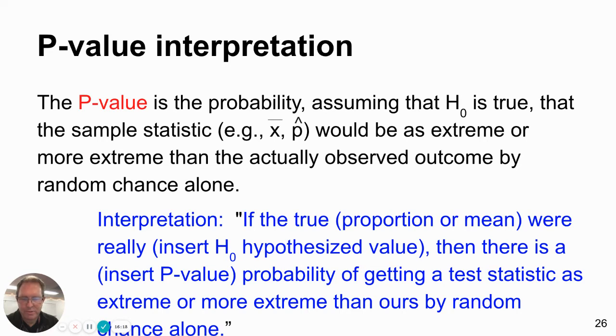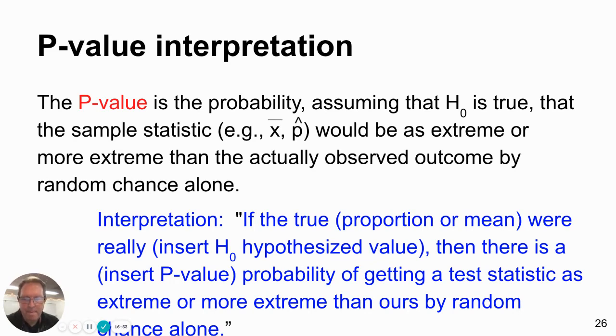This interpretation is a conditional probability interpretation. So it begins like this. If the true, and you're going to insert proportion or mean, depending on what kind of study you're doing, were really, and here's where you insert the hypothesized value, then there is, and you're going to insert the p-value, probability of getting a test statistic as extreme or more extreme than ours by random chance alone. That is the interpretation.